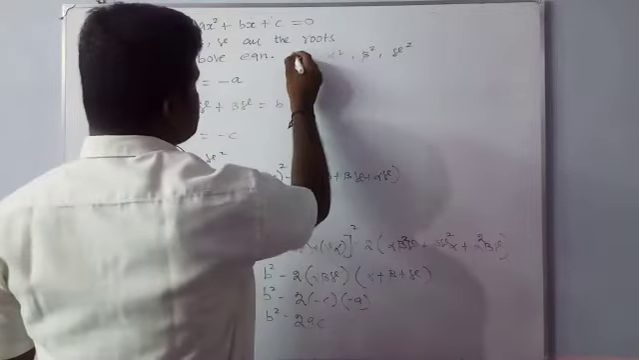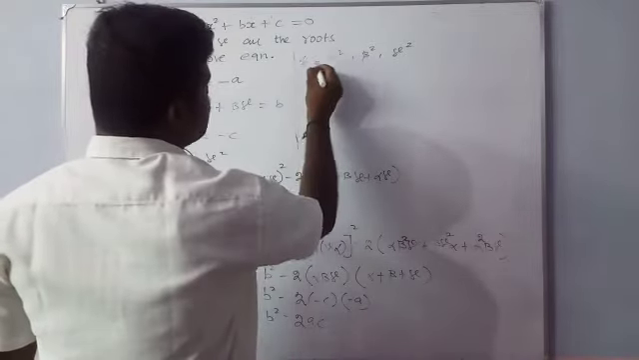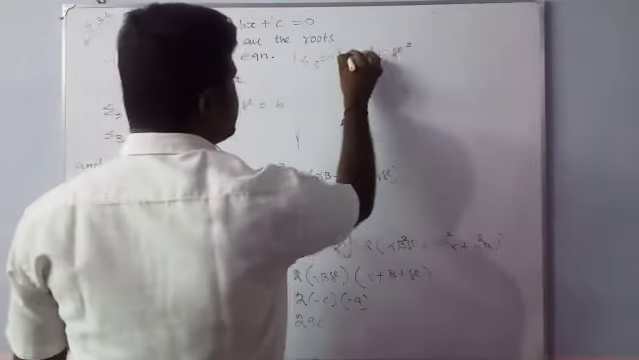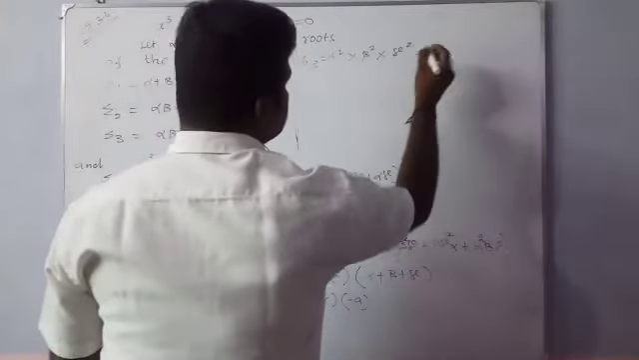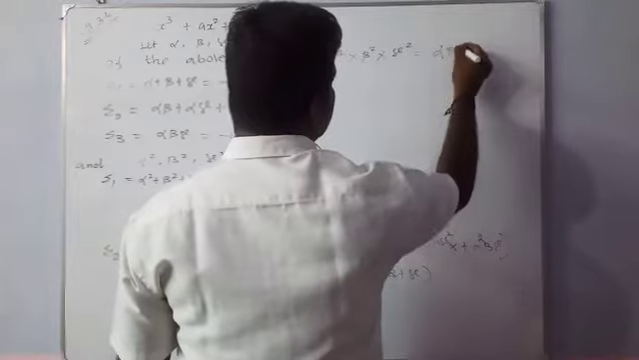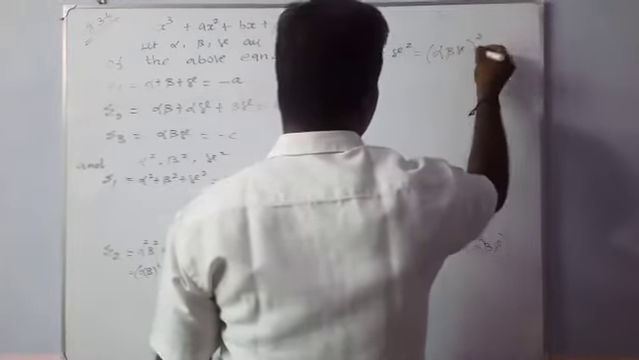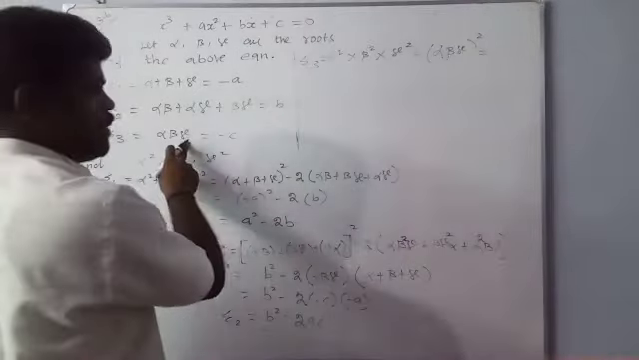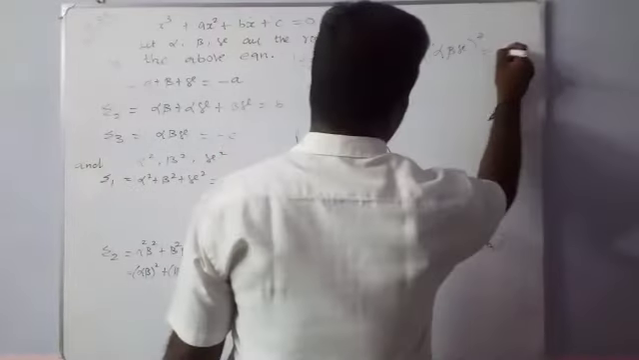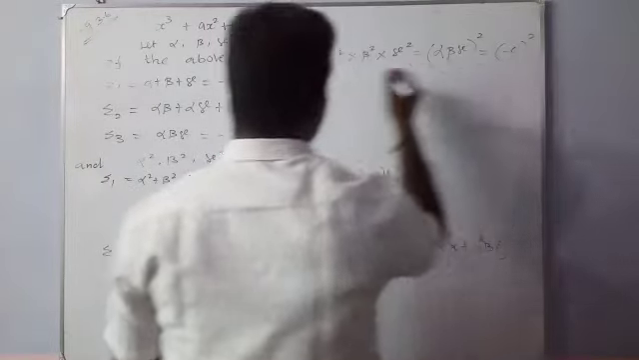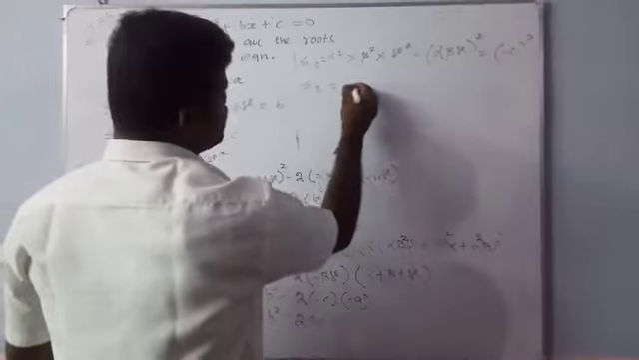And summation 3. Summation 3 is equal to alpha square into beta square into gamma square. That means alpha beta gamma whole square, which is equal to, what is the value of alpha beta gamma? Minus c. So minus c whole square. The summation 3 value is c square.